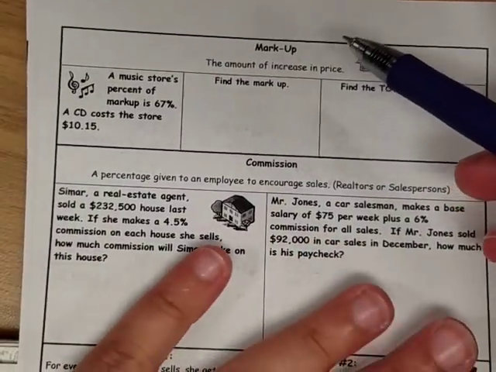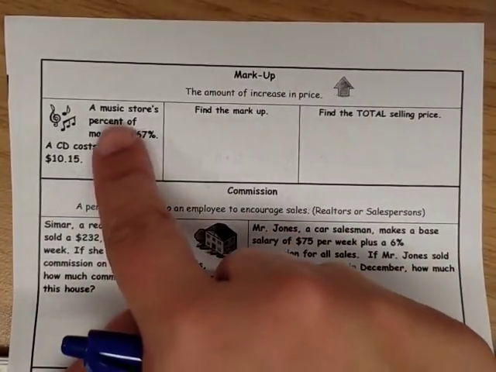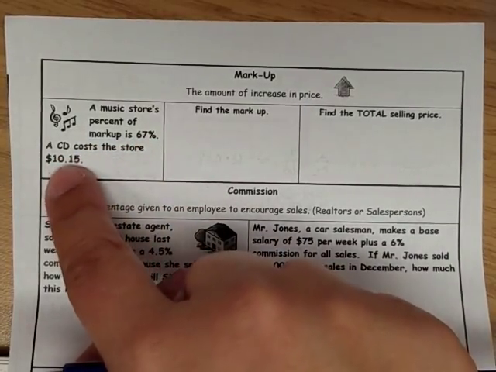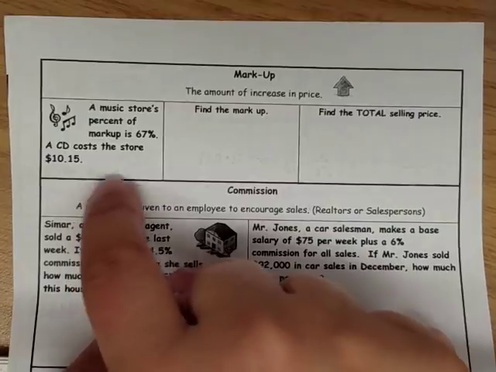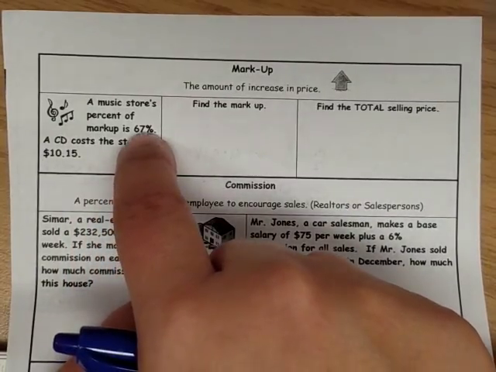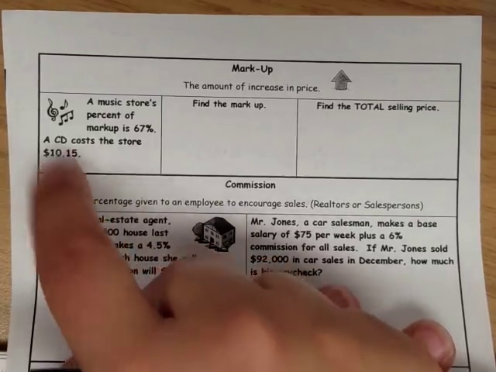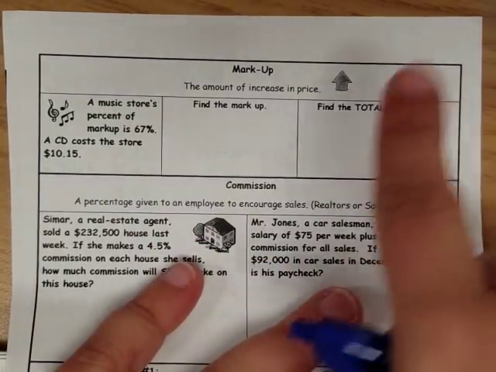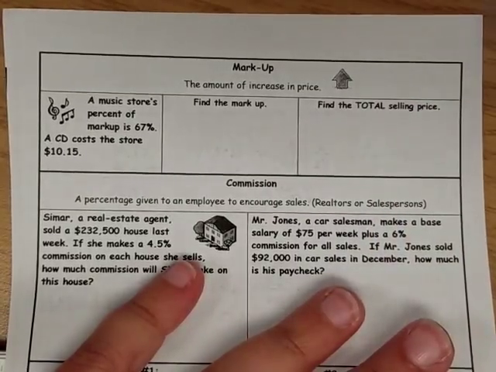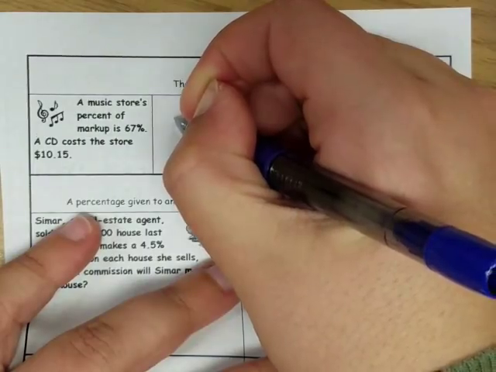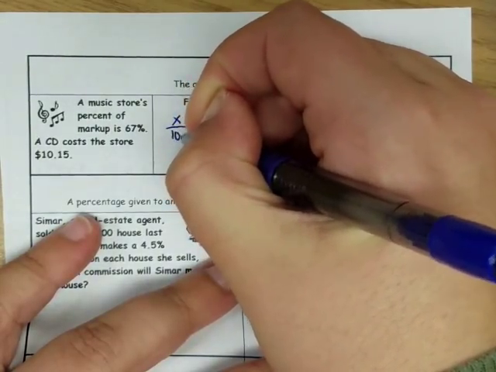You just subtract it. So markup, so a music store's percent markup is 67%. A CD costs the store $10.15. So what we're doing is we're finding 67% of this, and then we're going to take that dollar amount and add it to here. And that's how much the store is then going to charge a customer so that they can make a profit. So we're going to find 67% of 10.15.